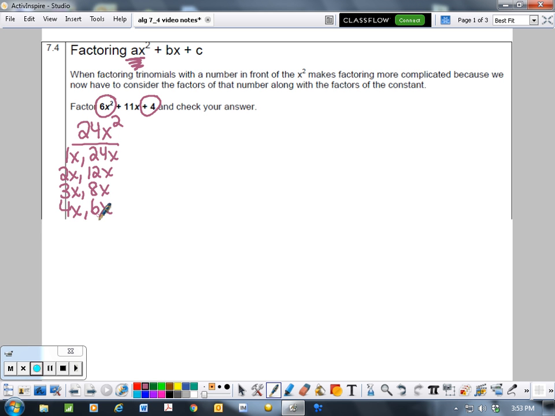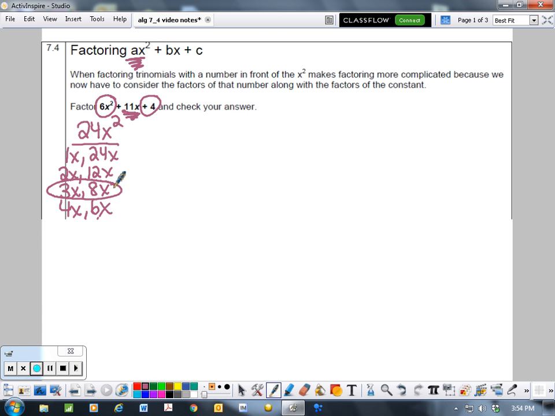And then 5 doesn't go into 24. Then we go to 6, which is already in our list. So because we did this numerically, we are done with our list. So now we look at the list. What adds to be 11x? So I'm checking 25, 14, and 11.